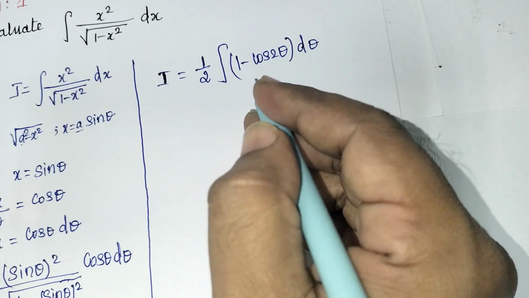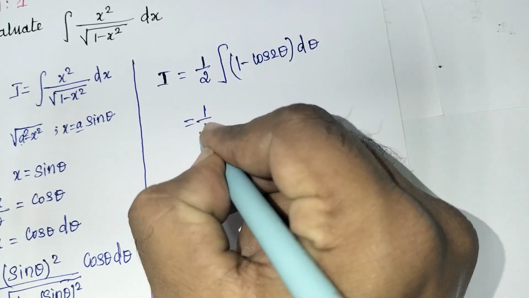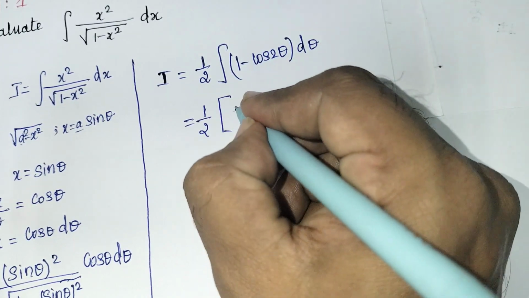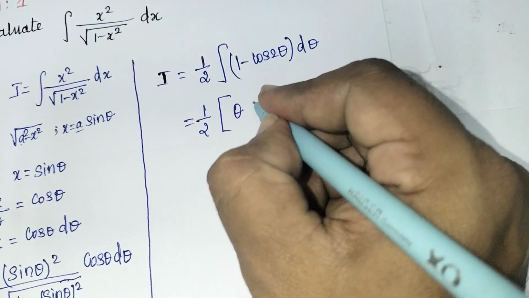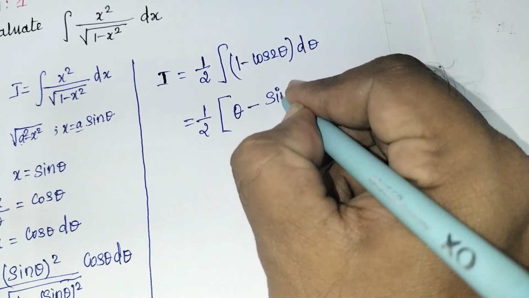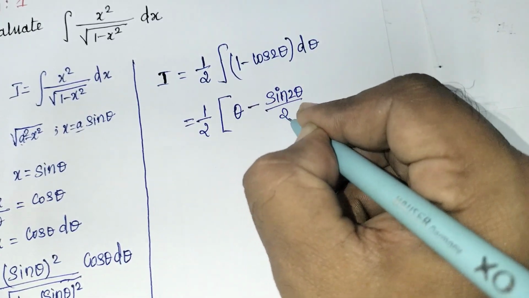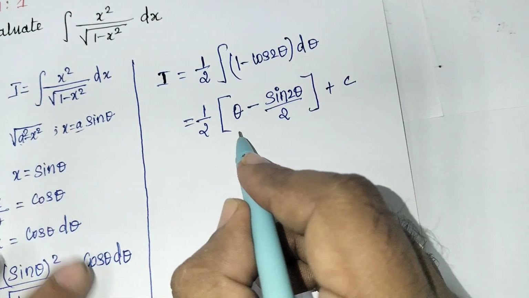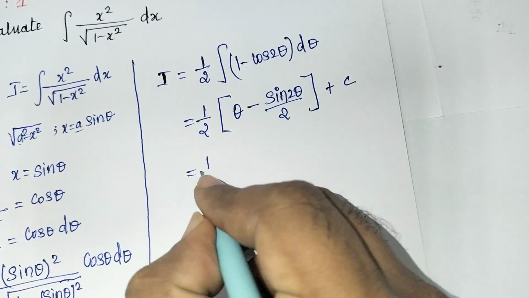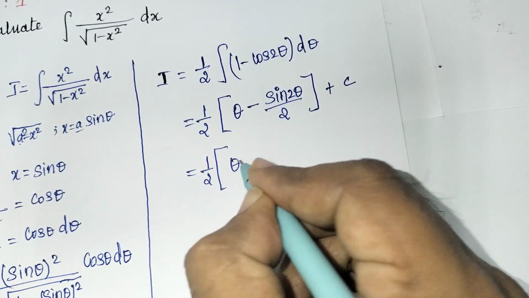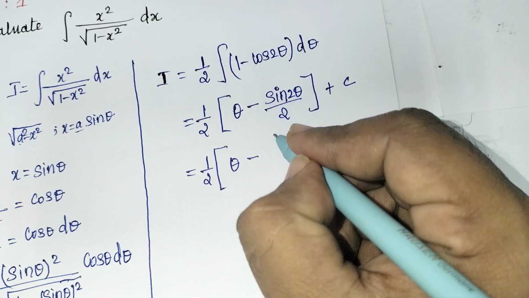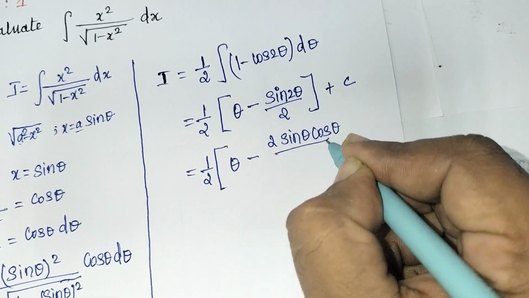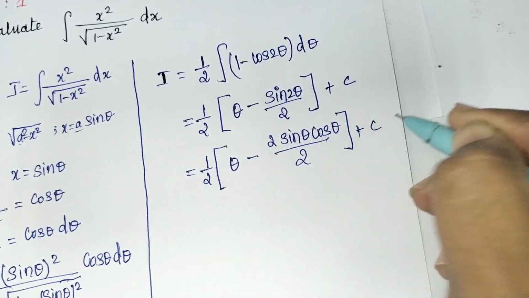Now you can integrate with respect to theta, 1 by 2. First one, there is no theta term, it is a constant. Integrating with respect to theta, I will get theta. And the integration of cos 2 theta gives minus sin 2 theta divided by 2, plus c. Okay, here I'll write 1 by 2 theta minus sin 2 theta, I will write 2 sin theta cos theta divided by 2, plus c, right?